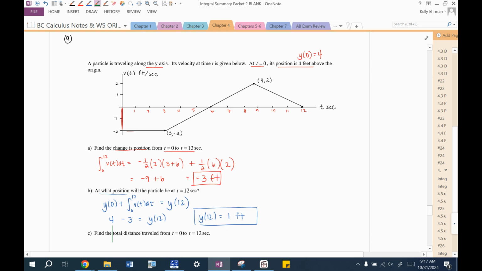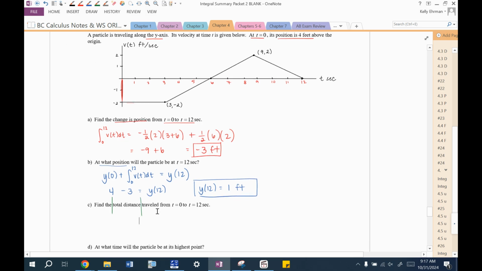Find the total distance traveled from 0 to 12. So total distance is the integral from 0 to 12 of the absolute value of v of t dt. And remember, that just would take this area and flip it so it's positive now. So instead of getting negative 9 right here, we should get positive 9 plus 6. So that's a distance traveled of 15 feet.